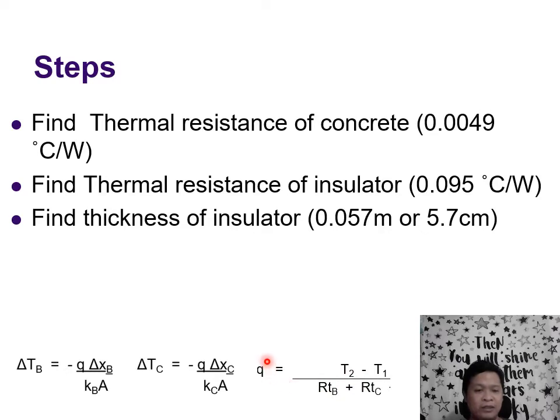And once you get the thermal resistance of your insulator, pwede mo na siyang i-backsolve kasi ang kulang mo lang naman is yung thickness ng insulator, di ba? So equate the thermal resistance of the insulator to delta x over Ka, and then you can back solve that one. Okay, which would work out to be 5.7 cm.